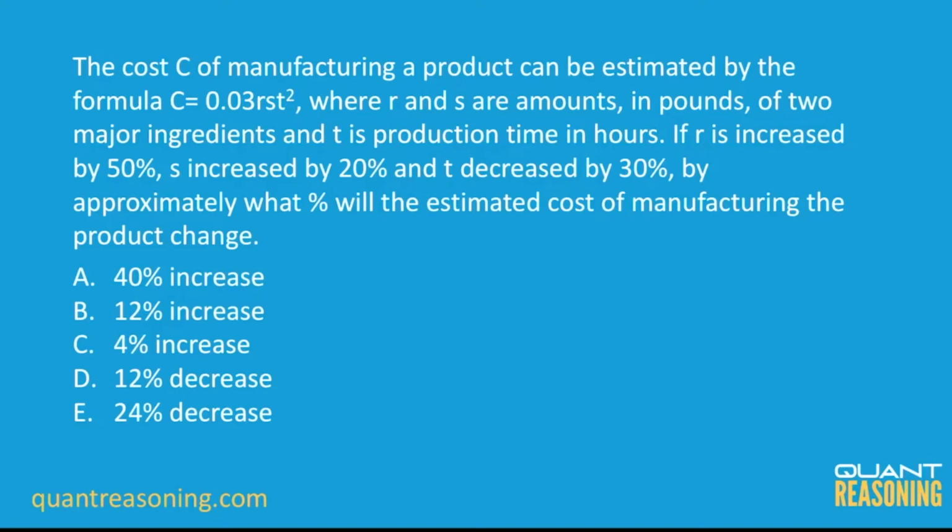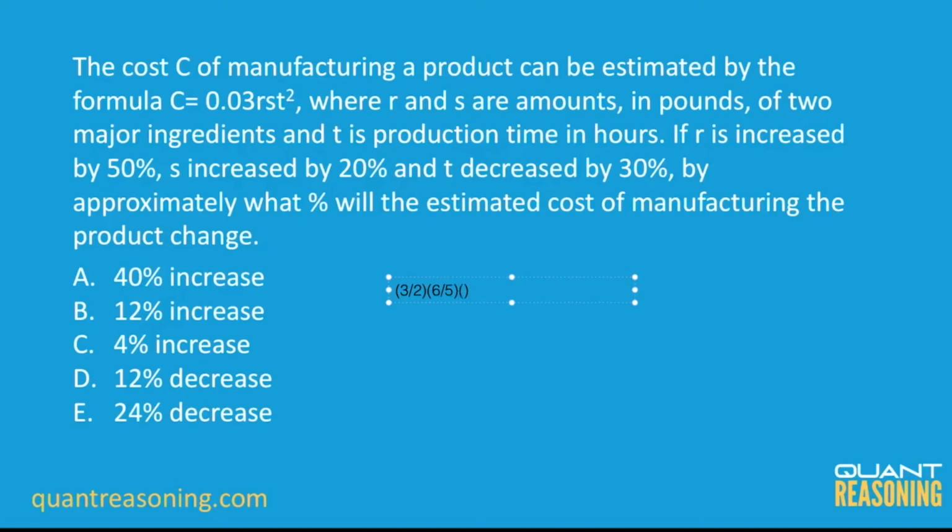We have a 50% increase for R, which means we're going from 100 to 150, meaning we're multiplying by a change factor of 150 over 100, or 3/2. And S has a change factor of 6/5. So I'm just going to make a note here of what we're multiplying by. So we're multiplying by 3/2. We're also multiplying by 6/5.